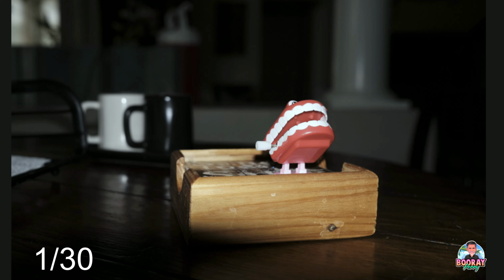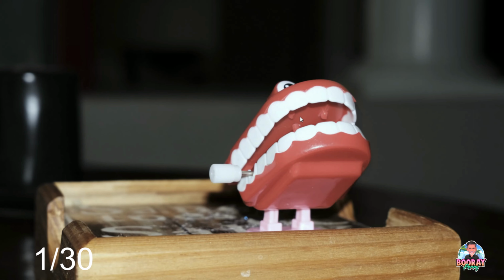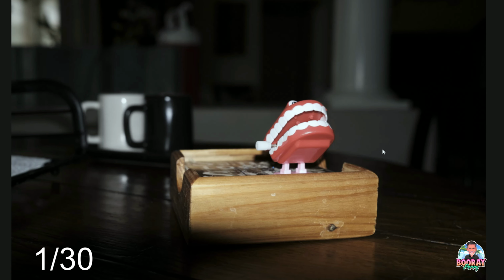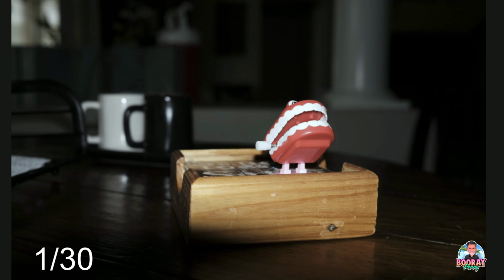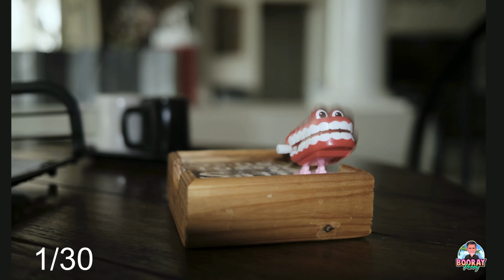What happened? I'm still at 1/30th of a second, and yet all my motion blur has disappeared. My moving toy is frozen and perfectly clear with no motion blur whatsoever. What changed? Well, it's pretty obvious what changed, right? Let's go back one picture. We went from here to here. So obviously the background, the ambient light, got a whole lot darker. And that's because I changed my camera setup.